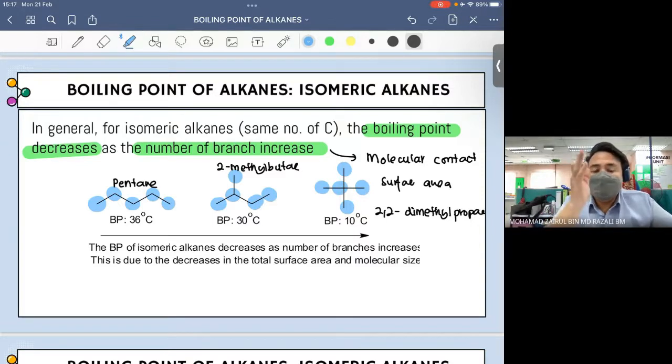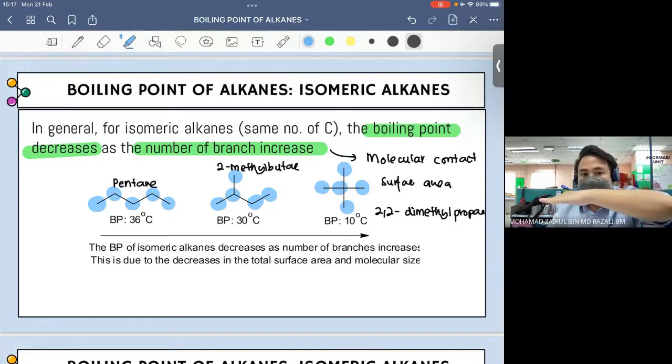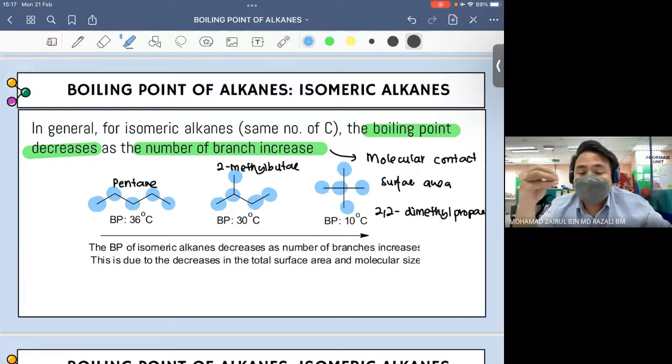So as the number of branches increases, if you notice, the size of the molecule becomes smaller. Pentane is just straight. If you make one branch, you cut one carbon, it becomes shorter, and we get this. If we cut one more carbon, it becomes more compact. They tend to become more spherical.